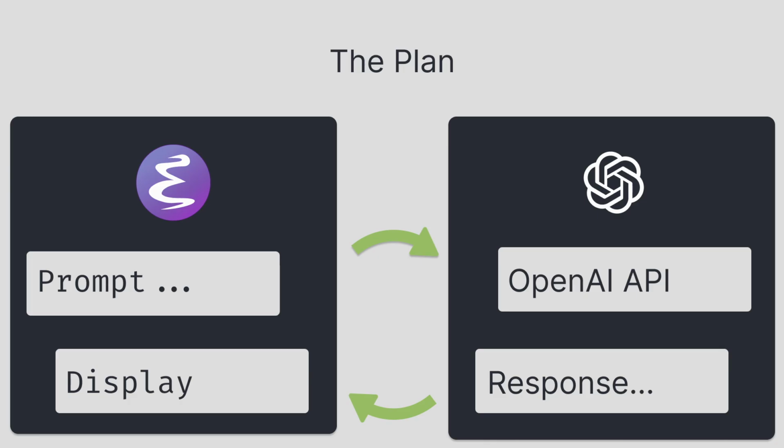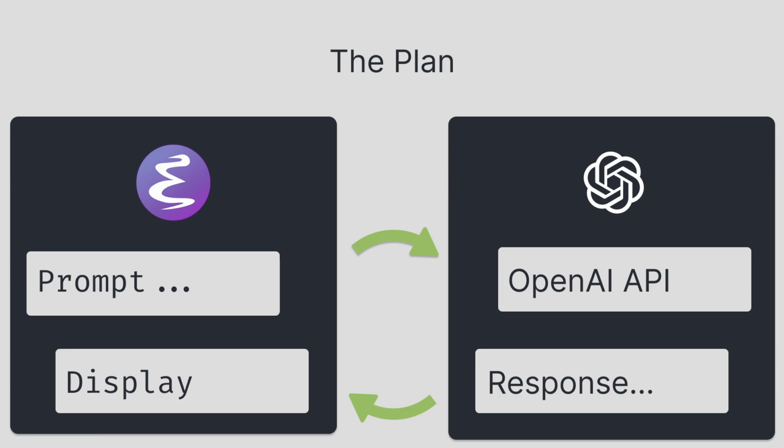Therefore, our plan is the following. So we need to send a prompt from inside Emacs to OpenAI via their API. Then we need to display the response. And then we need to keep track of who wrote what. So then we can display each participant and can act upon the answer of the assistant.